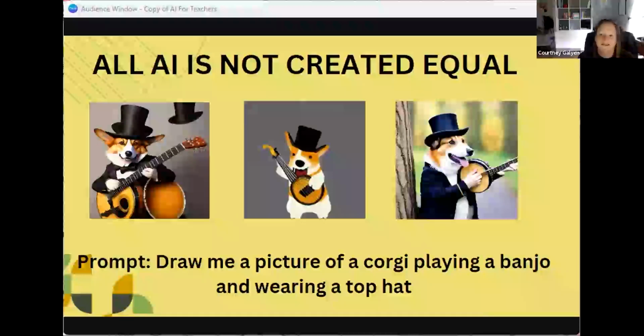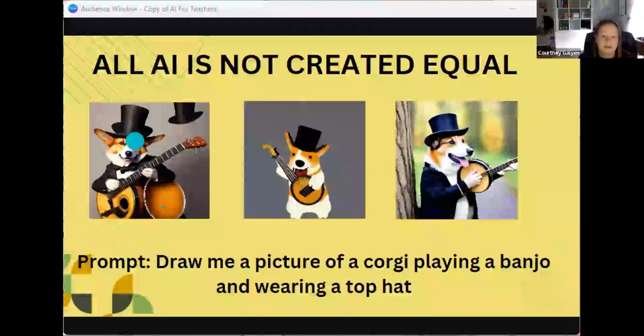Well, all AI is not created equal. So I used 3 AI image generators to create me a picture of a banjo playing corgi wearing a top hat. As you can see, we have 3 pretty different images here. This first one is very artful, very attractive. Not sure why there's 2 top hats here, but if you wanted to use this image, it would be relatively easy to edit that out.